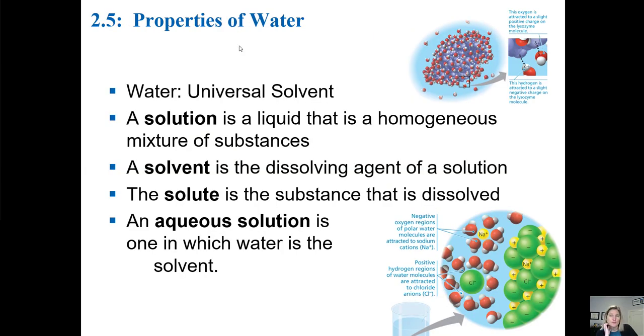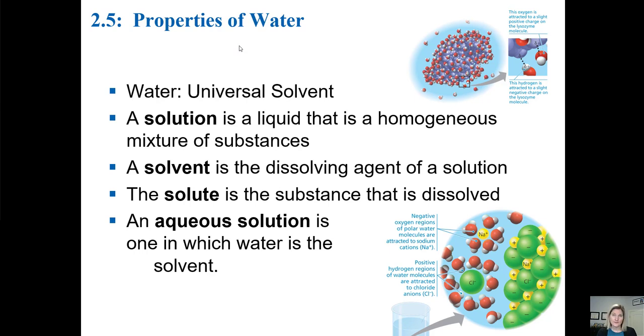And then finally, we're going to look at the property of water as a universal solvent. So we need to get into a little bit of terminology there. A solvent is the dissolving agent of a solution. A solution is a liquid that is a homogeneous mixture of substances. So basically a solution includes a solvent, the dissolving agent, and a solute, the substance that's dissolved. When you have a solvent and a solute together, you form a solution.